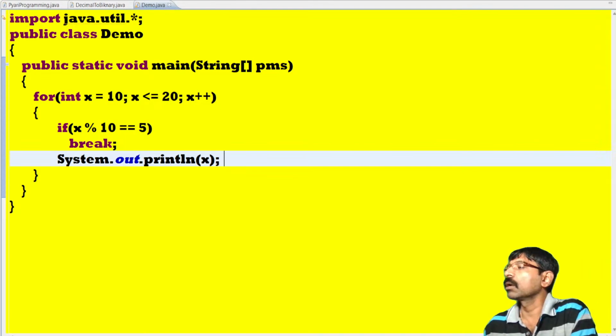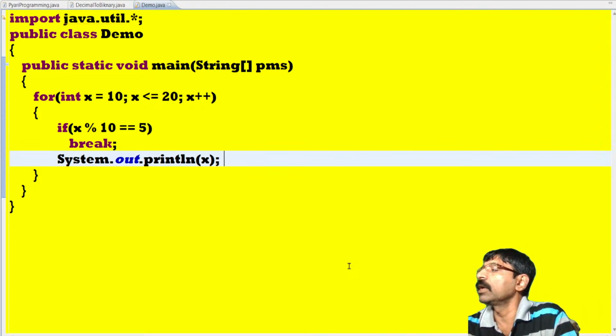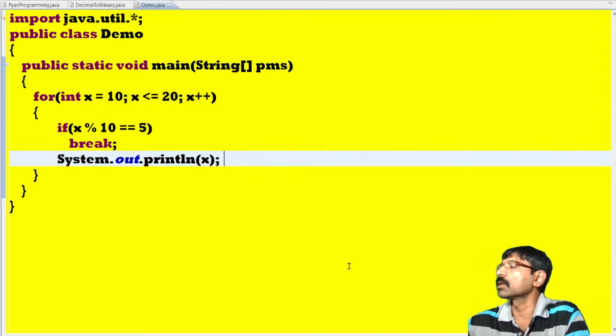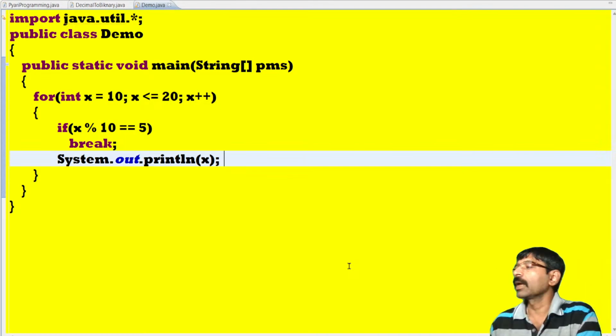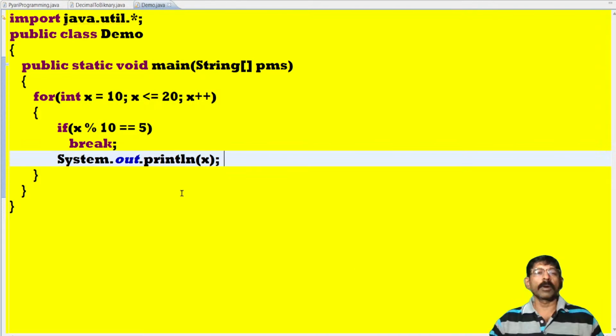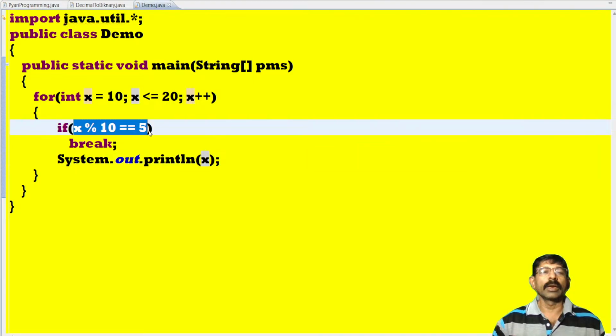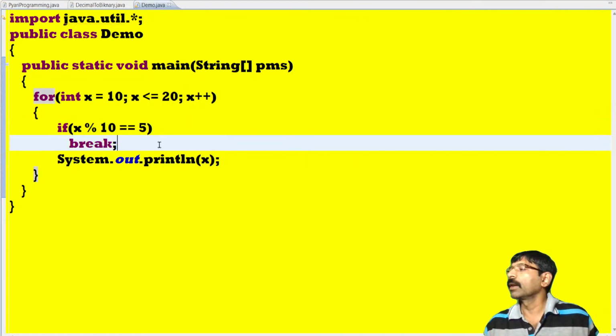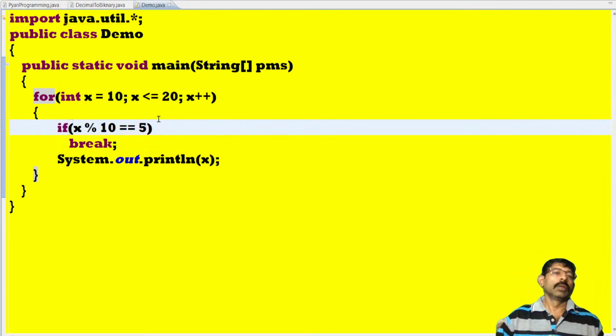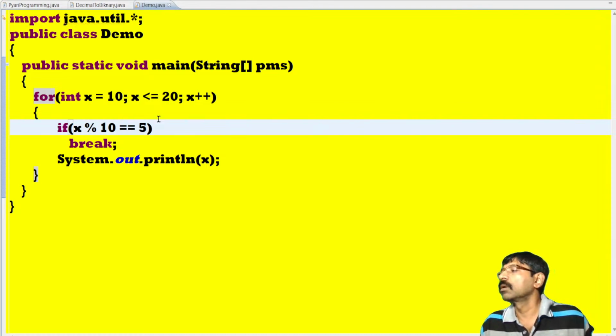Yes, we got an answer. Somebody in 11, Ishan, has given the answer. That is 10, 11, 12, 13, 14. Next line. Because println is available. Correct answer. It is going to display 10, 11, 12, 13, 14. When x value is 15, then it will stop because of break. Good. That means everybody has understood this one.